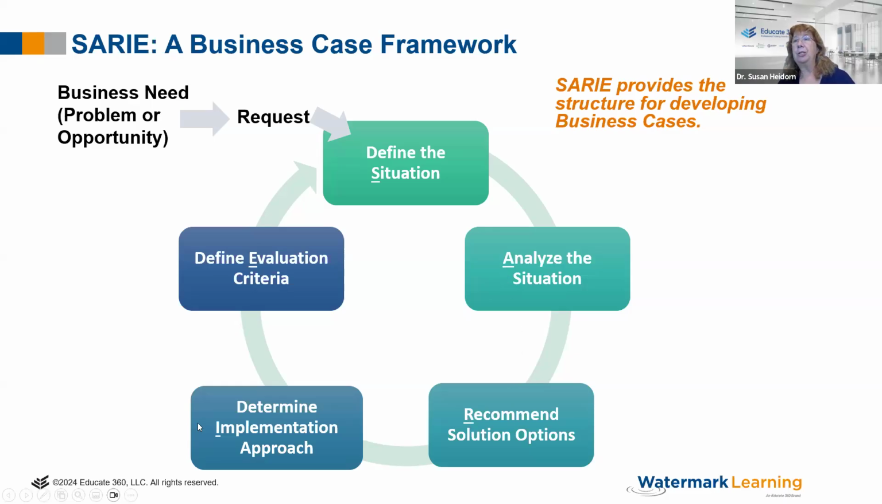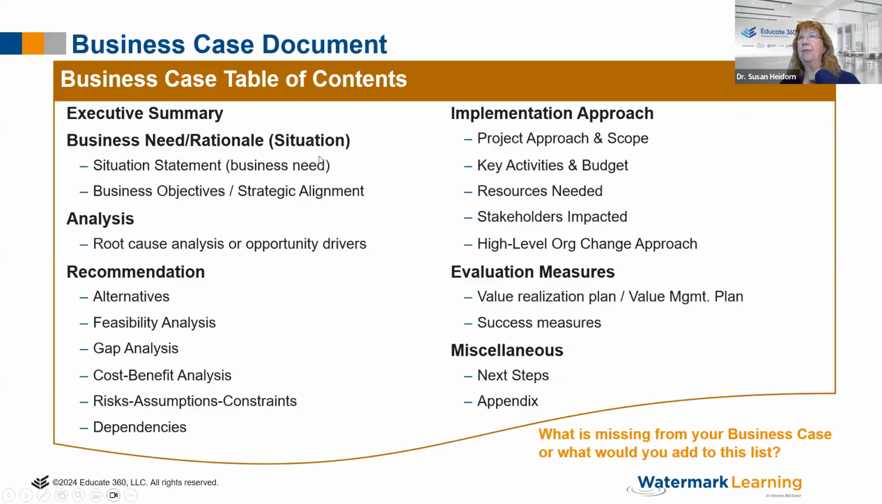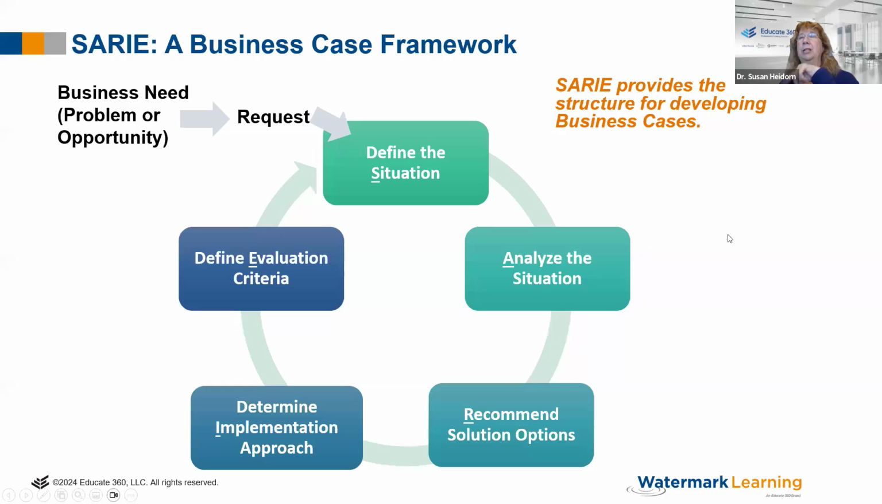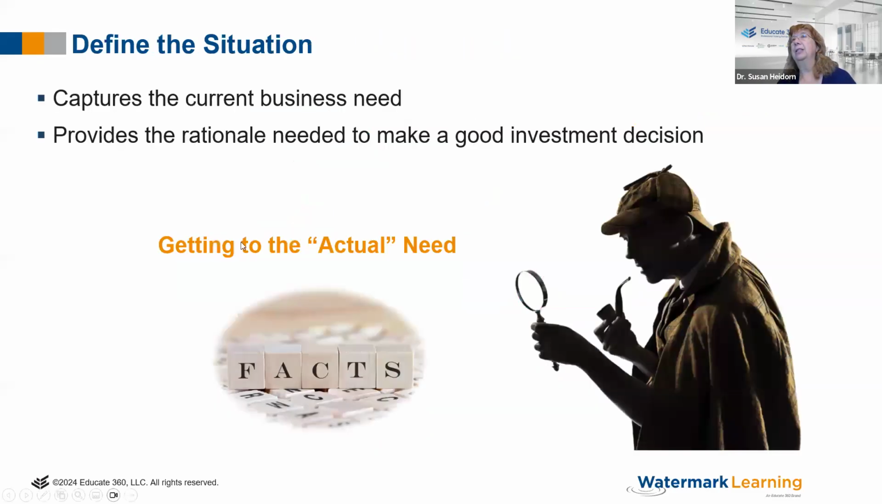Then we recommend options. Then we determine the implementation approach and define evaluation criteria. So this covers, if you'll notice, everything that's in here: defining the situation, analyzing it, creating options, doing an implementation approach, and evaluating measures. So you cover it all in this. And so it's kind of a nice way to remember. It's like, oh yeah, what are those things I need to do?